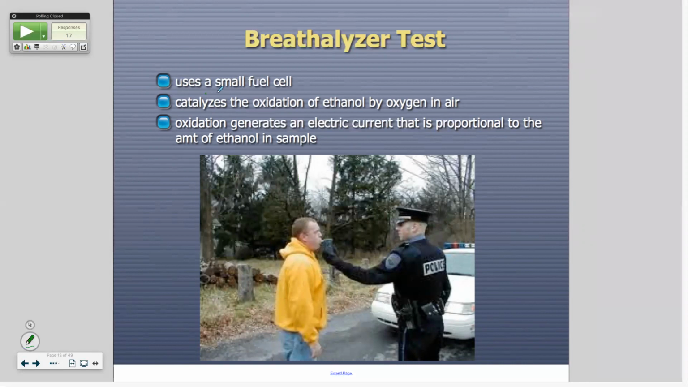Okay, the current one now uses a small fuel cell and it catalyzes the oxidation of ethanol by oxygen in air. So it works a little bit different. They don't have to have chromium in there. Okay, the oxidation generates an electric current that is proportional to the amount of ethanol in the sample. So they can kind of get a reasonable idea of how much you have in your bloodstream now. This is newer than the original. The original was the fruit.